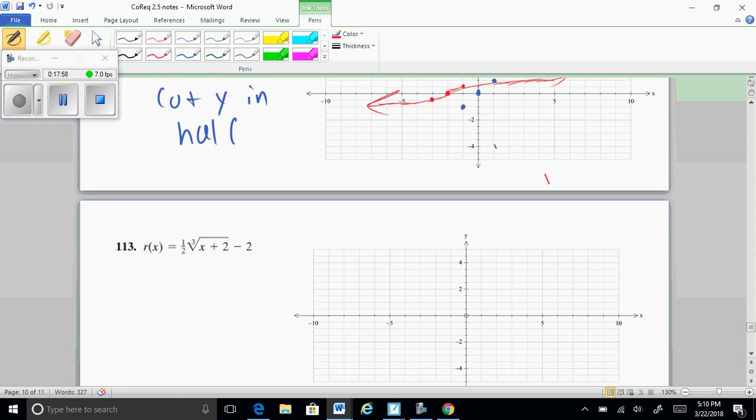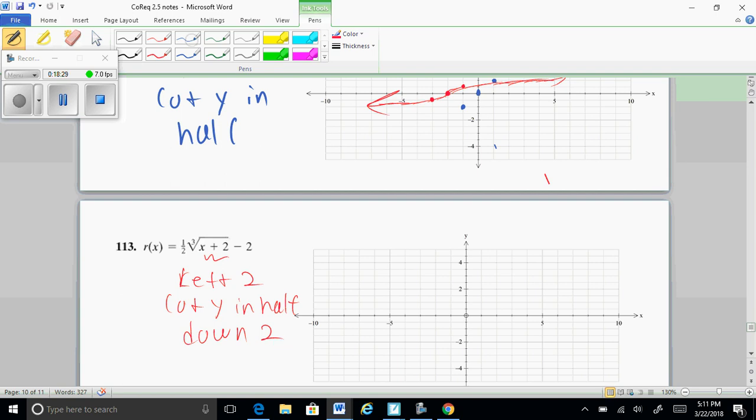All right, so this one right here, we're going to go to the left 2. We're going to cut y in half again. And then we're going to go down 2. And remember, the order matters. So horizontal shift, any stretching or shrinking, any reflections, we didn't have any of those. And then vertical shifting.